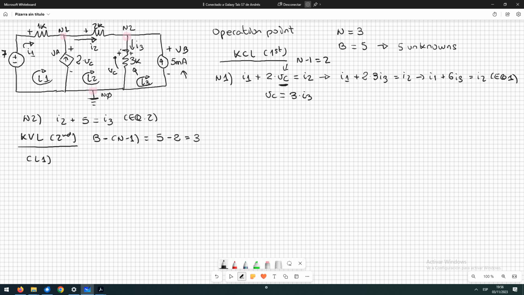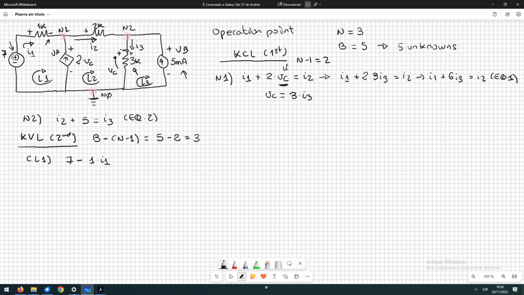So remember that we are going to cover the loop, and the voltage of each element is going to be positive if we leave the element by its positive terminal. So we are going to have 7 volts because we are leaving the voltage source by the positive terminal. So minus, we are going to apply directly Ohm's law, minus 1 by the current, minus because we are leaving the resistor by its negative terminal.